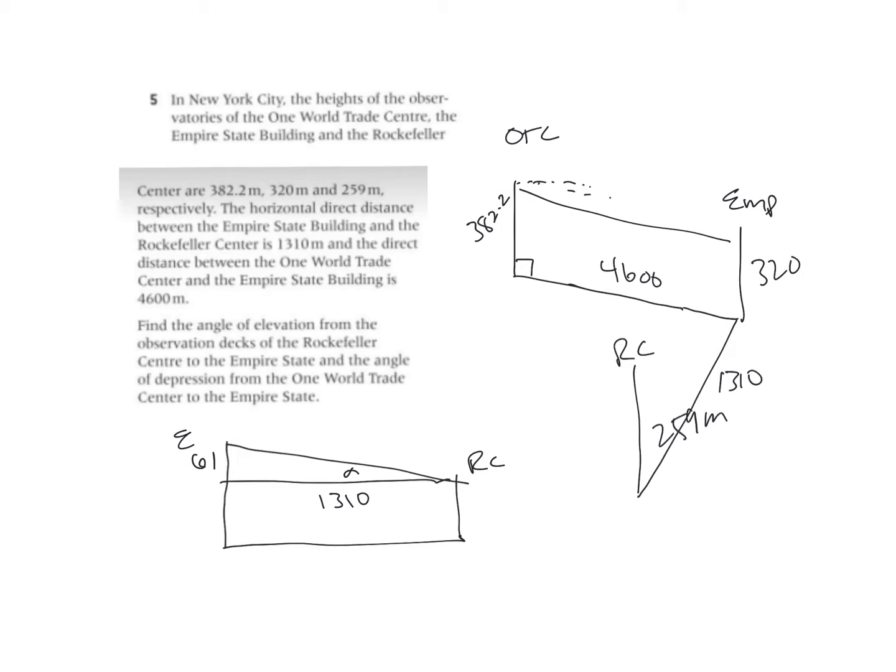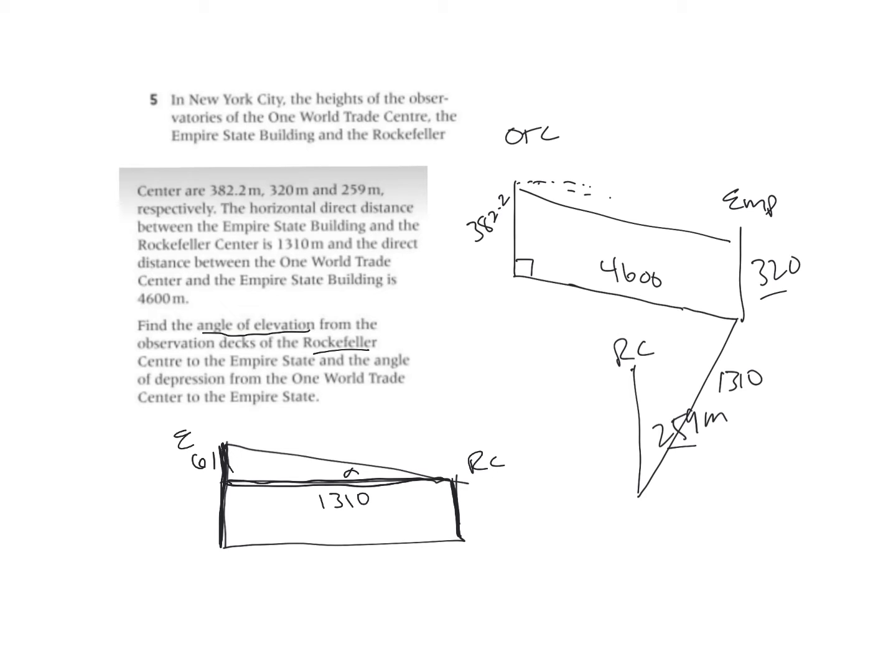Okay, so in doing this one, you've got all this part set up. I just took a moment, I drew it all out. And so when we are finding the angle of elevation from the Rockefeller Center to the Empire State Building, here's Rockefeller Center, here's Empire State. I redrew the situation here: the Empire State Building, the Rockefeller Center. The difference between these two heights is 61, and the horizontal distance between them is 310.